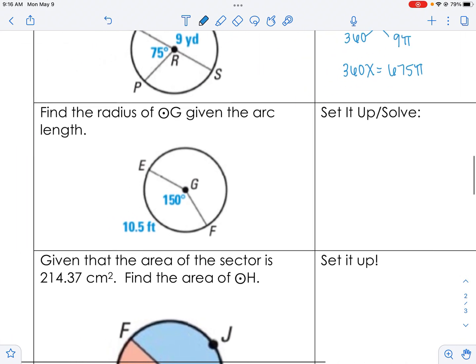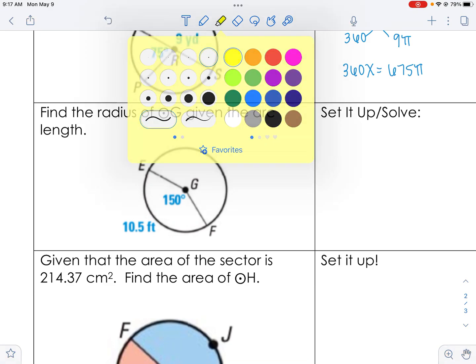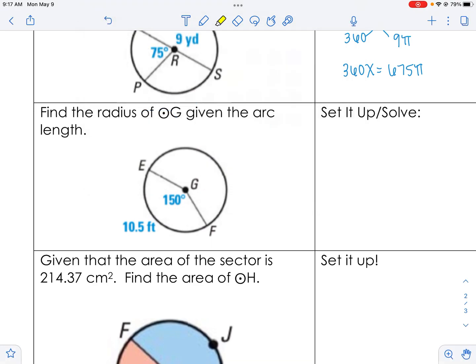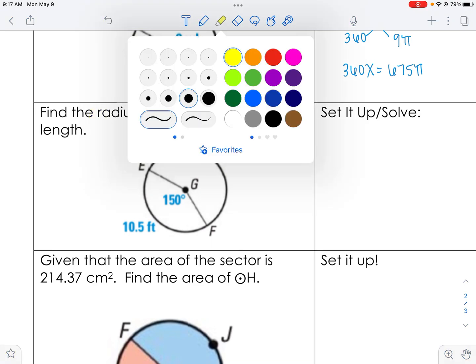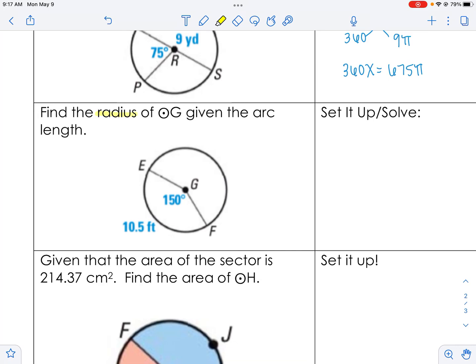So taking a look at this next one, we need to be careful with reading too, because if this says 150 degrees for this arc, well, that would be different than if it wanted us to find this piece. So it says find the radius of circle G, given the arc length. So I'm not going forwards on this one. It says find the radius. So it wants me to find the radius, and it gives me the arc length.